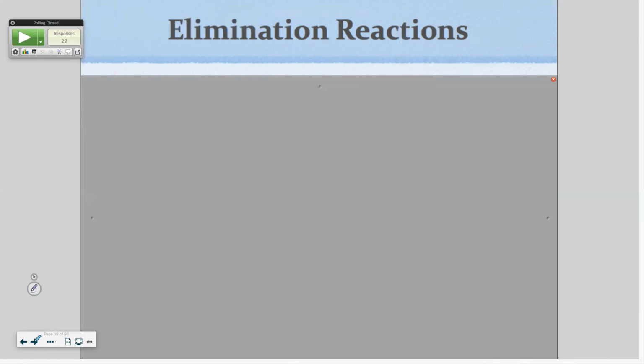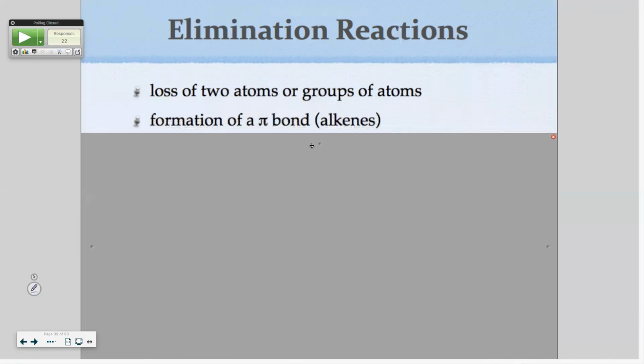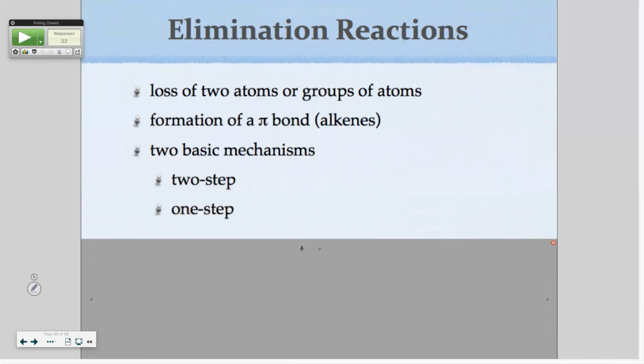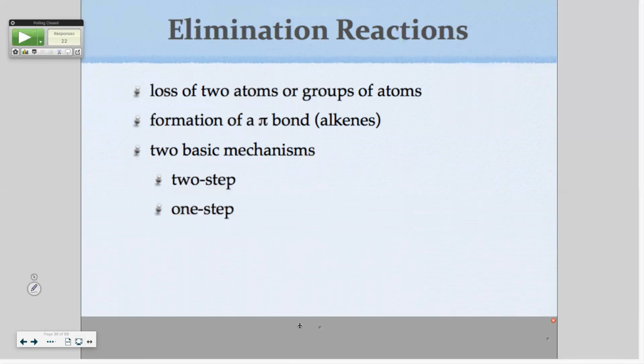Okay, elimination reactions mean that we're going to lose two atoms or groups of atoms, and we're going to make a pi bond. Okay, so what's a pi bond? No, pumpkin pie. It's p orbital sideways overlap. P orbital sideways. It's that simple. Okay, there are two basic mechanisms. There's going to be a two-step mechanism and a one-step mechanism.